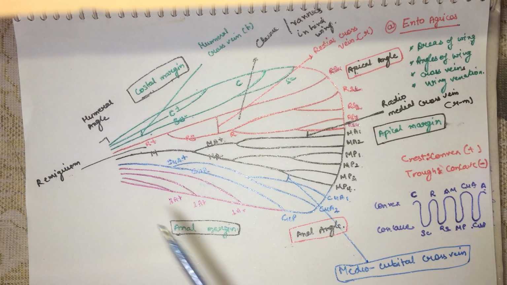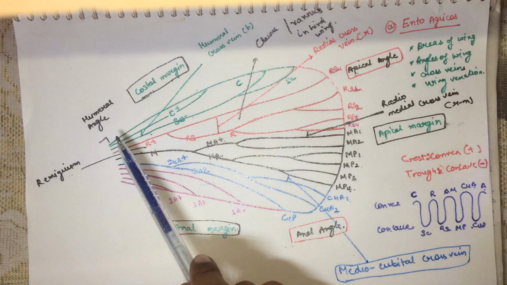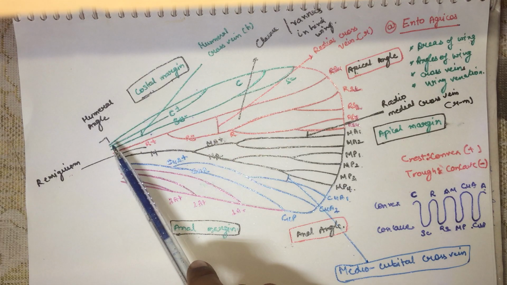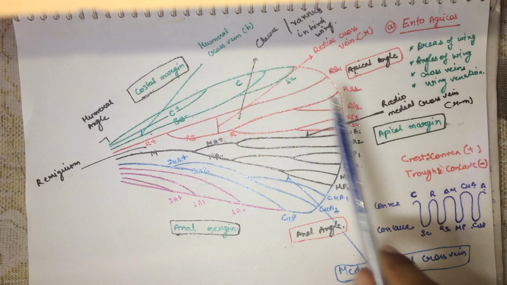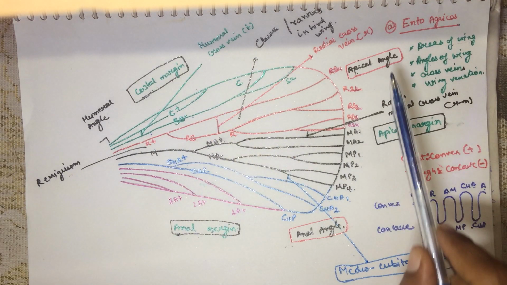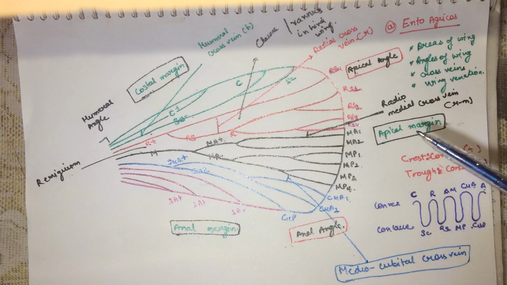The angle at the base of the wing is known as the humeral angle, and the angle between the costal and the apical margin is known as the apical angle, whereas the angle between the apical and the inner margin is known as the anal angle.